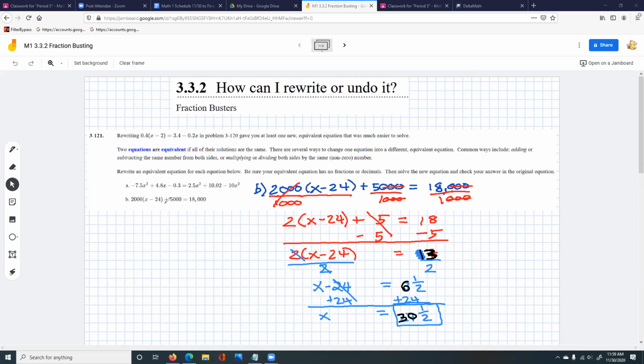If we put 30.5 there, if we were to substitute it back into our equation, 30.5 minus 24, multiply by 2,000, add 5,000, we should get 18,000 to check our work. So if you need to copy that down or take a screenshot, please do before we move on to the last problem here.